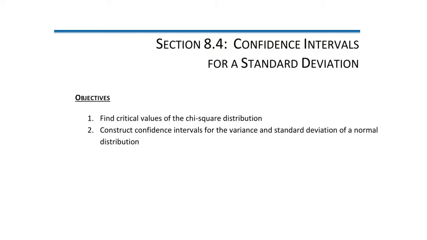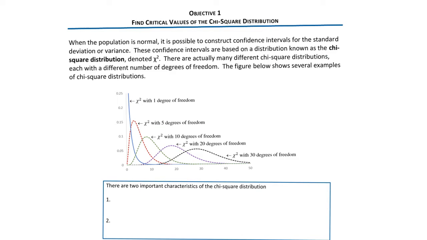This section has two objectives. Objective 1 is find the critical values of the chi-square distribution. Objective 2 is construct confidence interval for the variance and standard deviation of a normal distribution. Objective 1, find the critical values of the chi-square distribution.